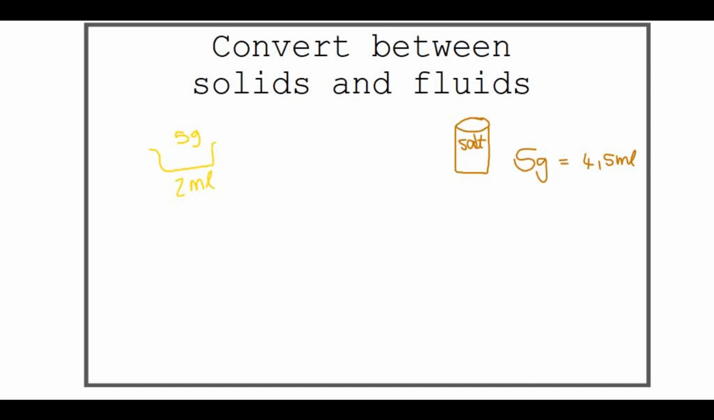In this video, we will be converting between solids and fluids. On the one hand, I have butter here, it's 5 grams, but when I converted it, it gave me 2 mol. It was melted butter. On the other hand, I took 5 grams of salt, converted that, and it gave me 4.5 moles. Why the difference in milliliters?